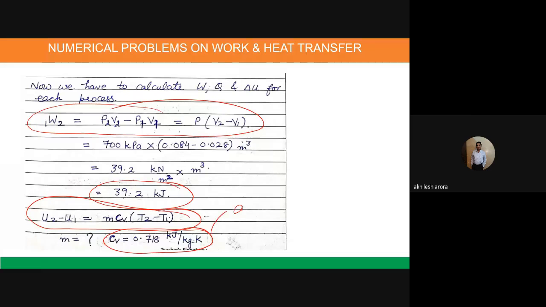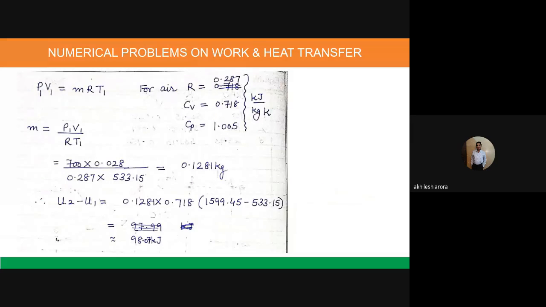This is the value for air actually, and you should remember it. Nobody is going to tell it to you in the examination. If it is not given, you have to remember it. But yes, we are not given the value of M. So how to calculate M? M can be calculated from this equation.